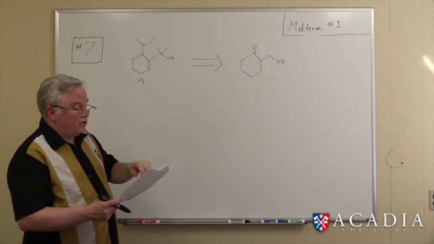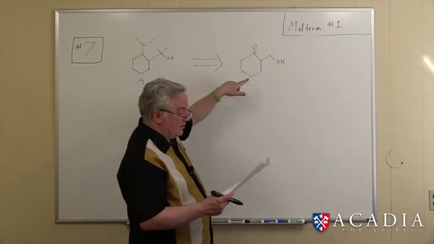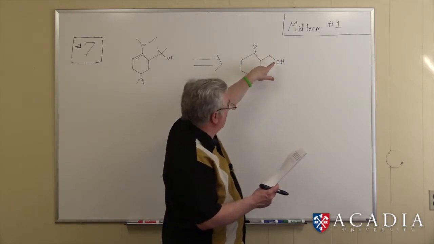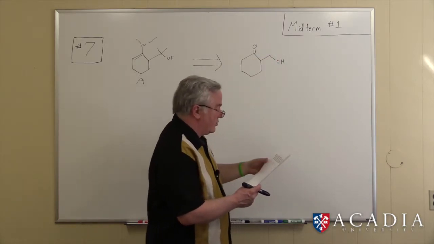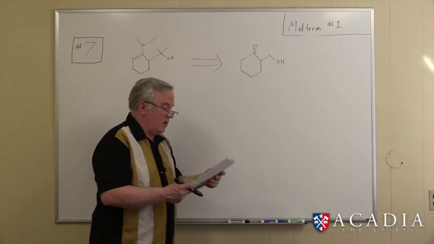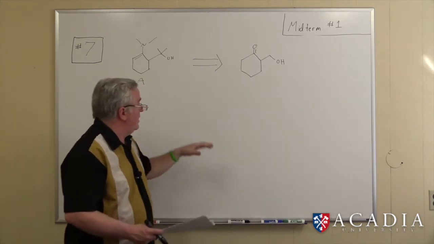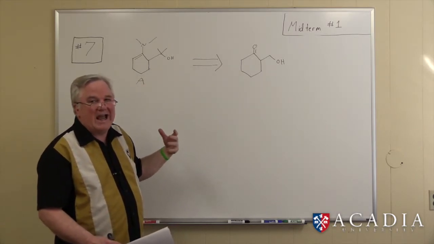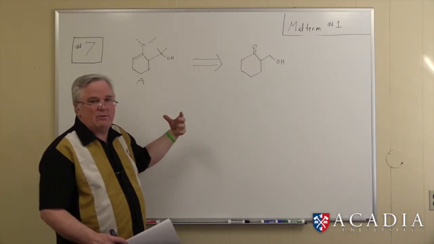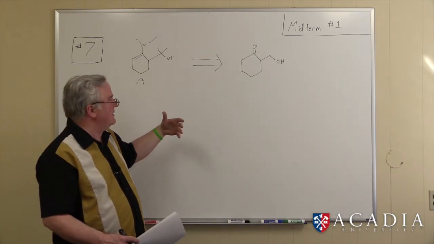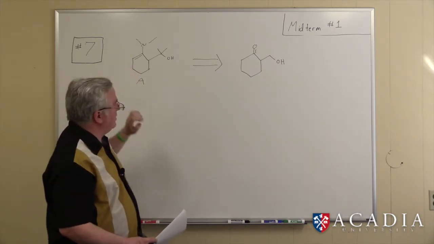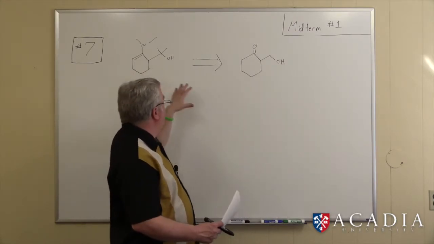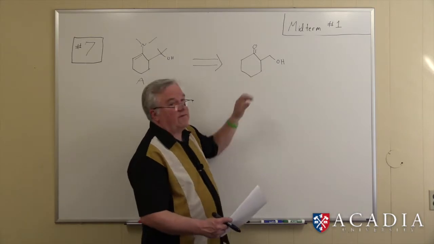Starting from 2-hydroxymethyl-cyclohexanone. Here's the hydroxymethyl group and the cyclohexanone. So this is our starting material. Also, we have to recall that this big wide arrow is not a reaction arrow, it's the arrow we use when we talk about a retrosynthetic analysis. So I want to make this molecule. This is one of our starting materials, and we have to figure out how to make this starting from this material.